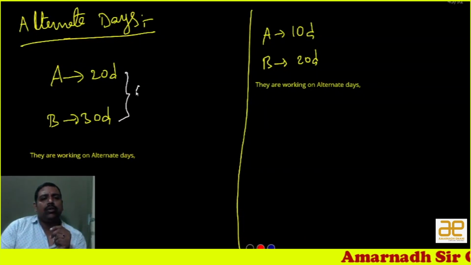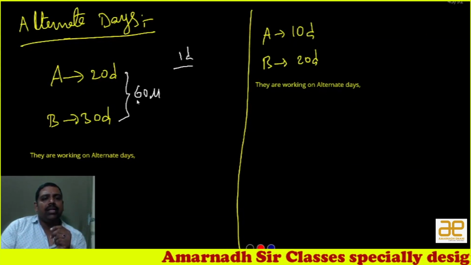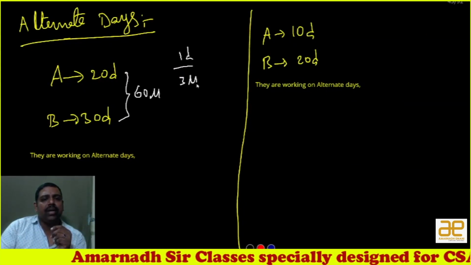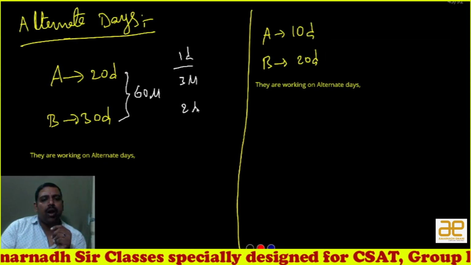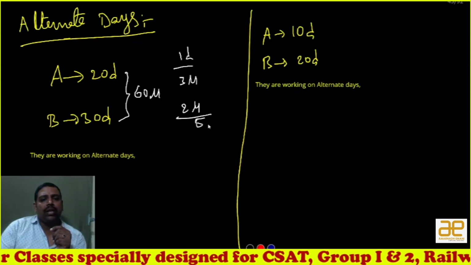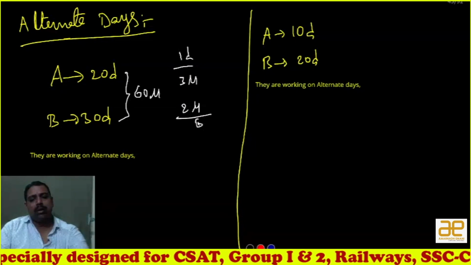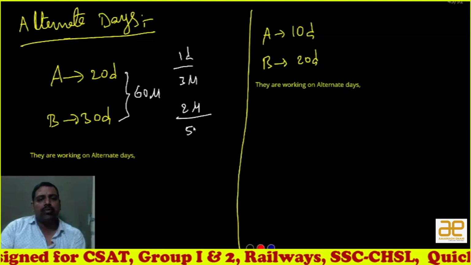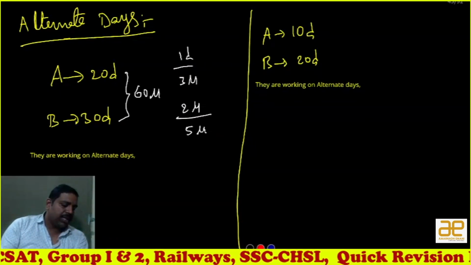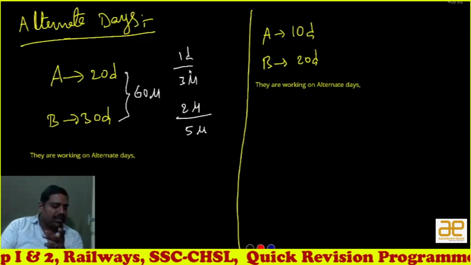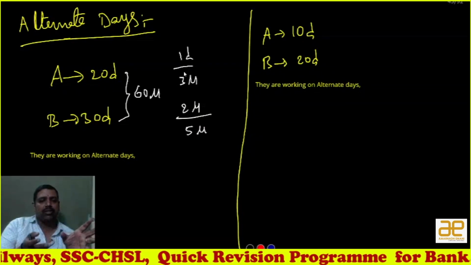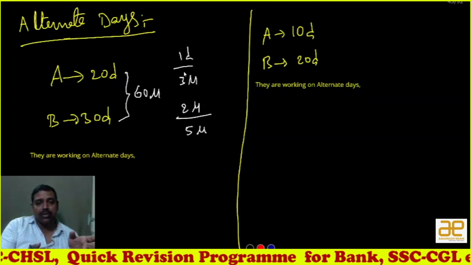20 days and 30 days, the total work is 60 units I'm measuring. In one day, A completes 60 by 20, that is 3 units. In one day, B completes 60 by 30, that is 2 units. If both work together, they complete 5 units. But on any day, they will not work together. They're working on alternate days. If one day A works, the other day B works, or if one day B works, the other day A works.